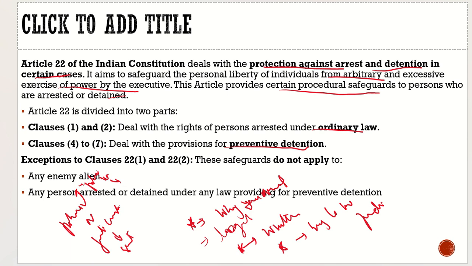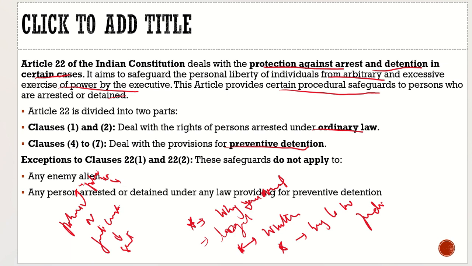So this is the difference, and it will be decided by whom? It will be decided by the judiciary. And these rights are given to you by whom? These rights are given to you by Article 22 of the Indian Constitution. It gives you protection against arrest and detention in certain cases. It aims to safeguard the liberty of the individual from arbitrary and excessive exercise of power by the executive.